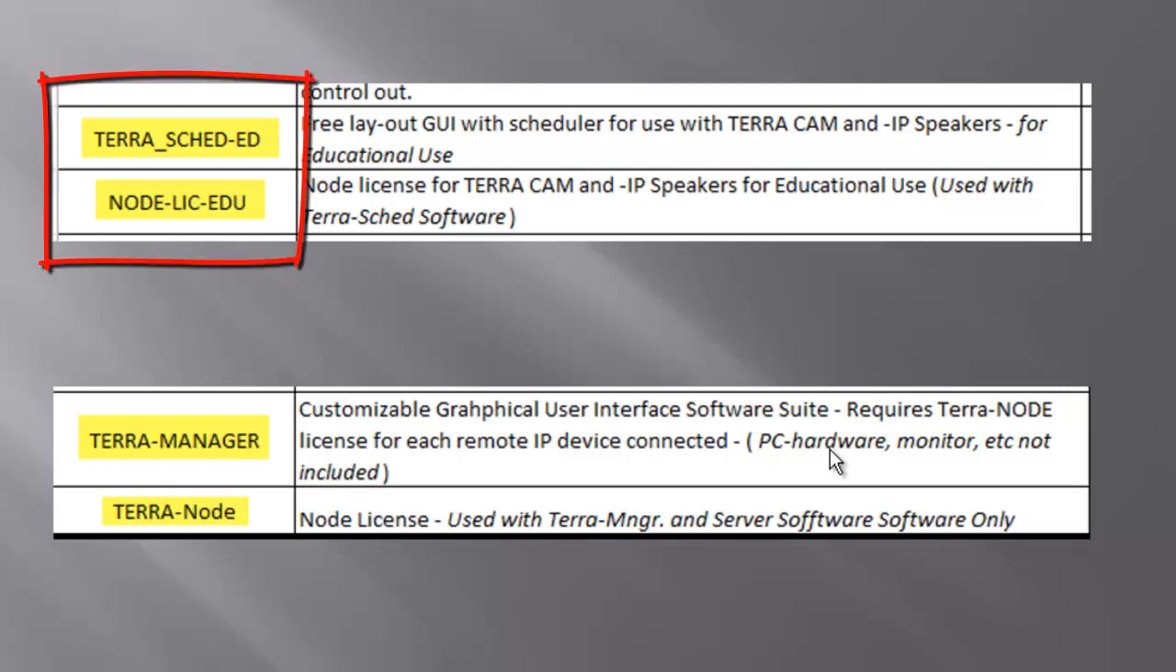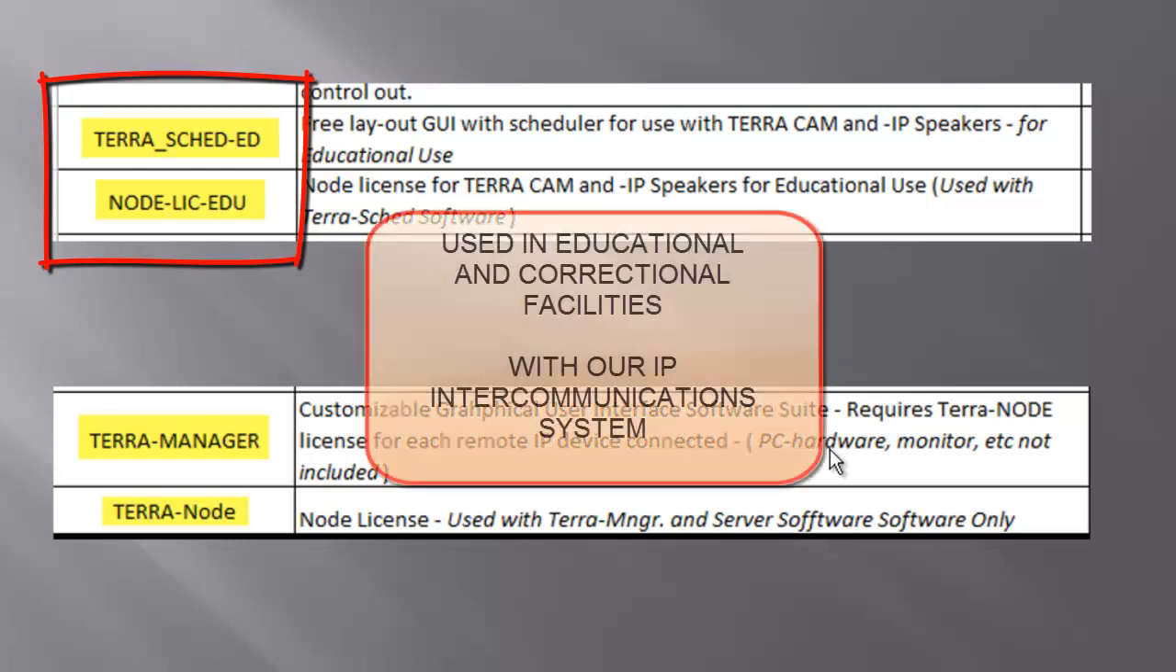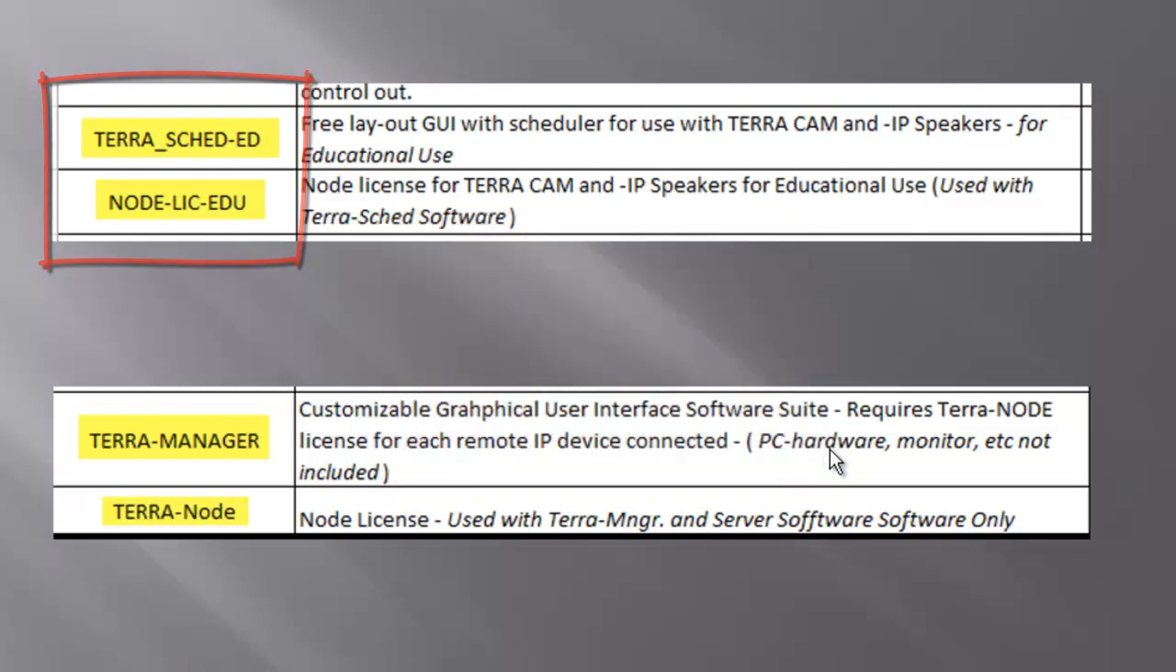Right up here at the top, you see the Terra Schedule Ed. This is the Terra-Manager used with the educational market and our IP intercom system. And it has a specific node license, EDU for educational, that's used with that software. It has advanced bell scheduling, and it also has the intercommunications and the monitoring with the privacy tones and a lot of educational specific items. And since these type of facilities utilize a whole lot of endpoints, the node licensing price structures are blocked a little bit differently. So the pricing structure for the whole thing is set up for the educational market, as well as some of the features.